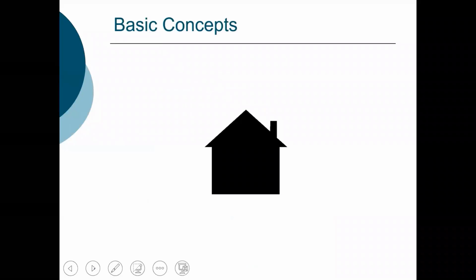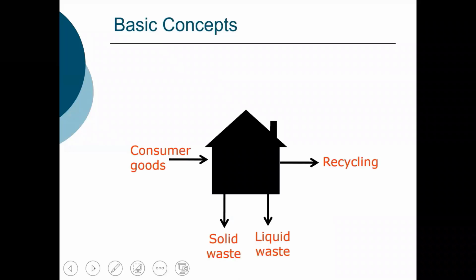So let's look at a mass balance. Look at a simple one. And here we have a house. And we're going to look at consumer goods. We're not going to talk about food. So we'll talk about the food packaging. We will talk about if you bought a new TV, but basically anything that is non-edible. We have consumer goods entering. Some of that material ends up in the solid waste in the trash. Some of it may end up in the liquid waste. Some of it may be recycled.